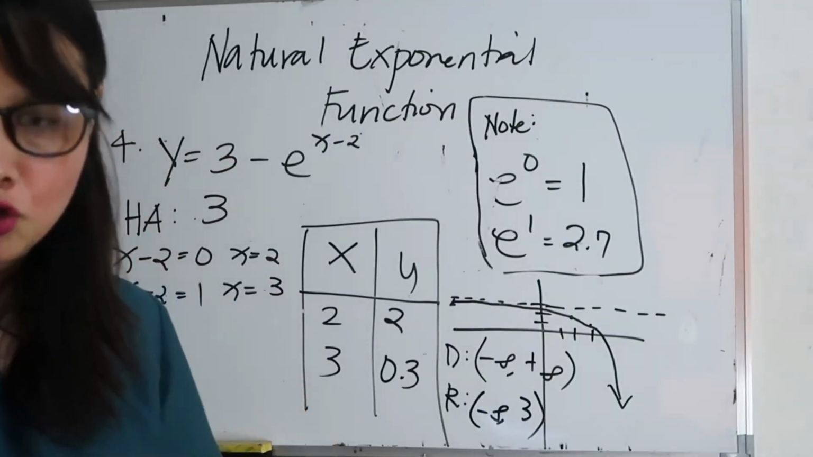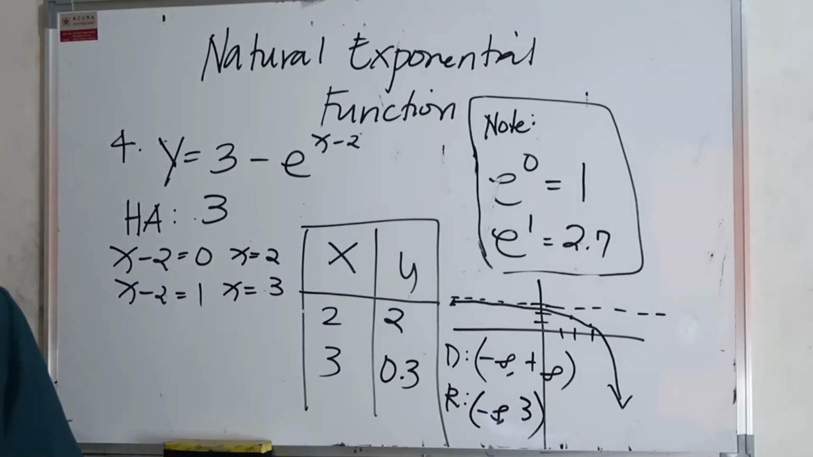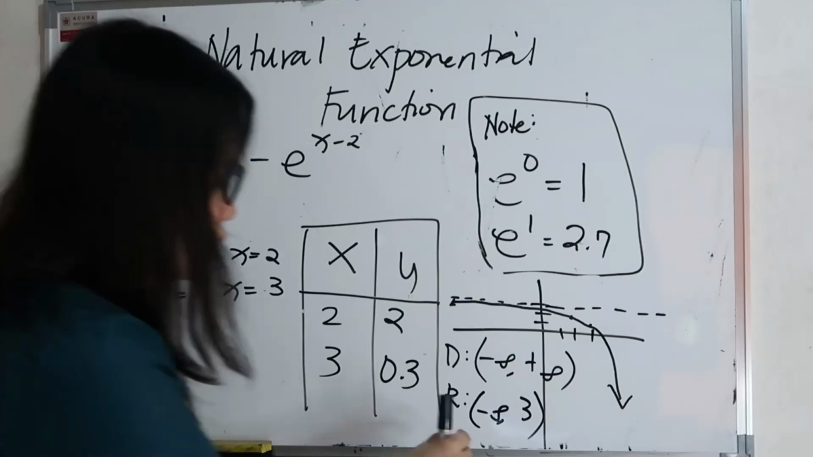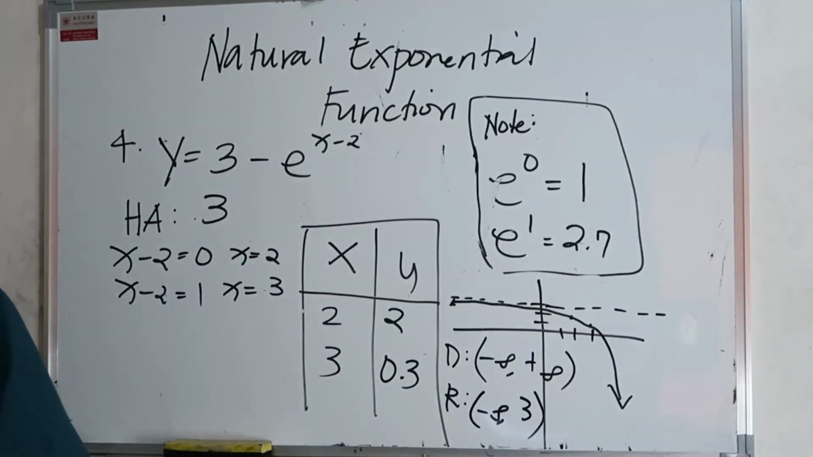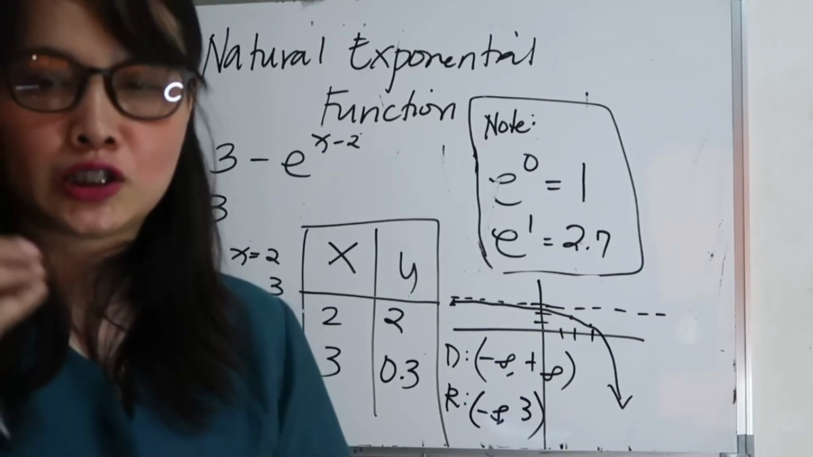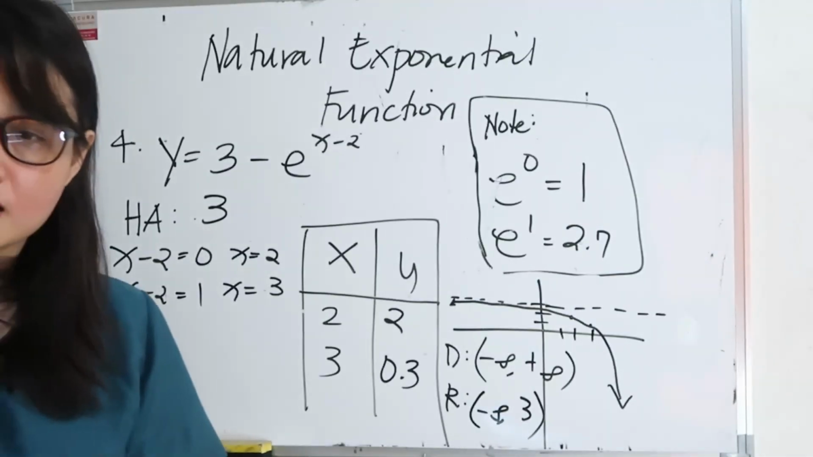In writing the range, you need to write the smallest value first, up to the highest value. So we have negative infinity to 3. So that's how we graph exponential function and natural exponential function. Is it clear?